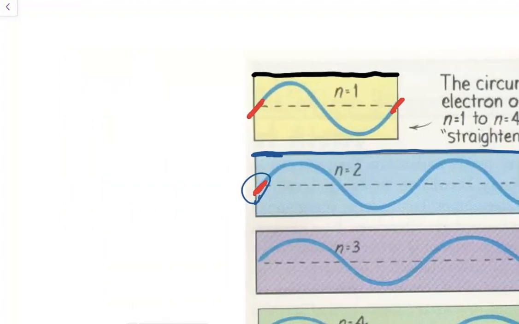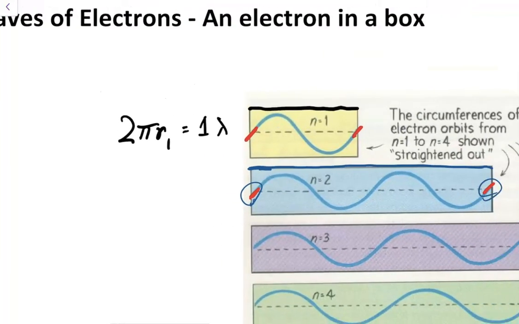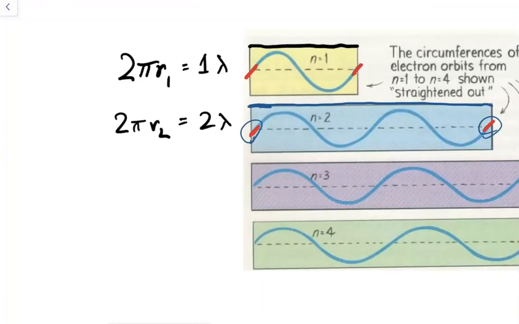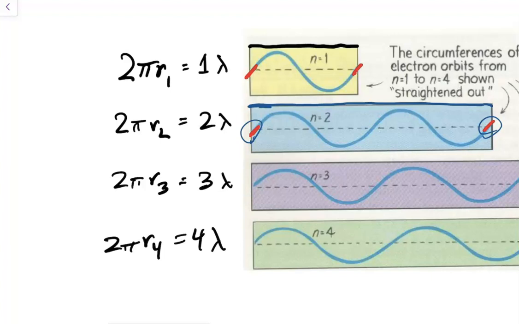So let's try to dig deeper with this. Well, this is pi r, right? That's our first, 2 pi r is our first circumference, and that equals 1 lambda. The second one is 2 pi r2, because it's a further distance away from the center, and this is equal to 2 lambda. And we keep on doing this. That's 3 lambda, and 2 pi r4 is equal to 4 lambda. Because you'll notice that the wavelengths are all the same.